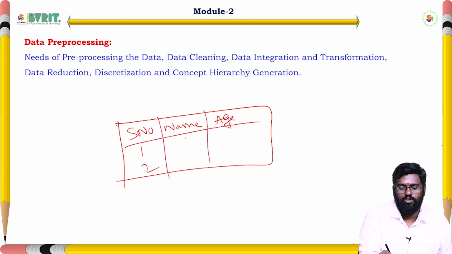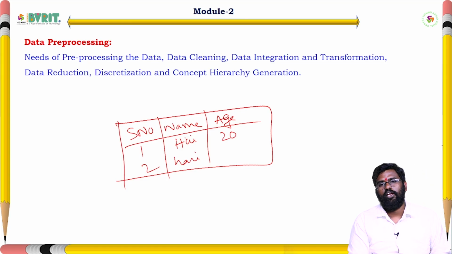Some 1, 2, some hi, Hari, some 20. This is the data we are having.